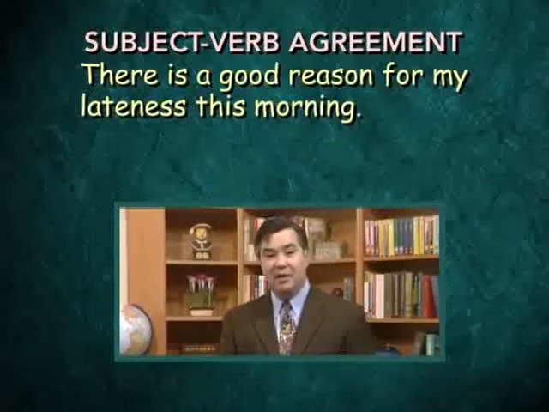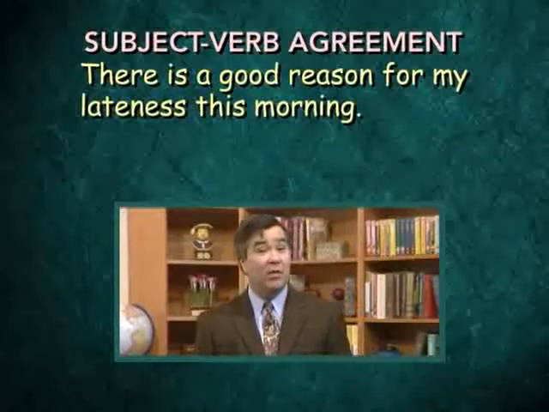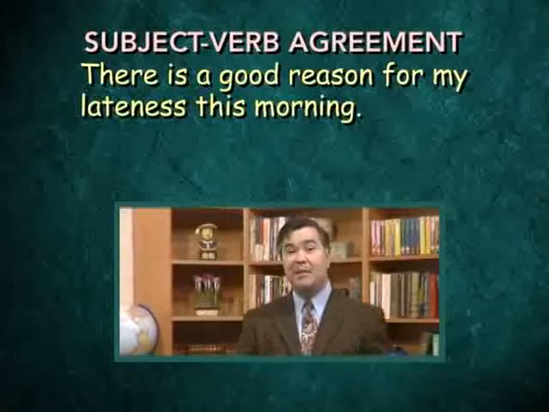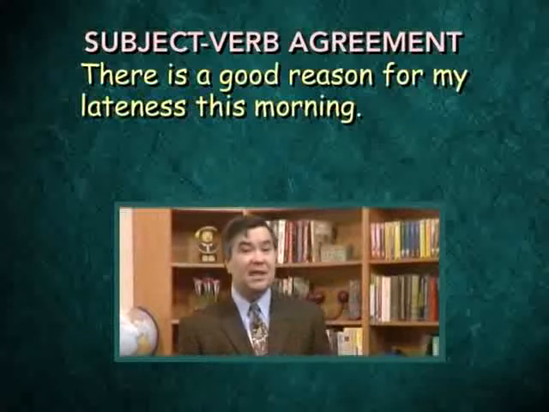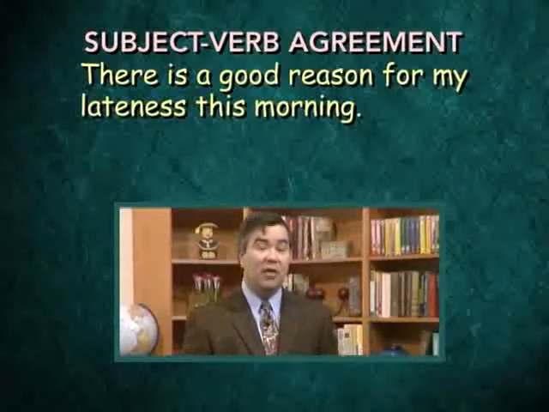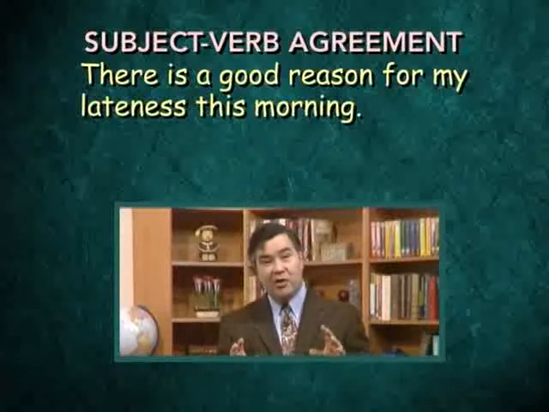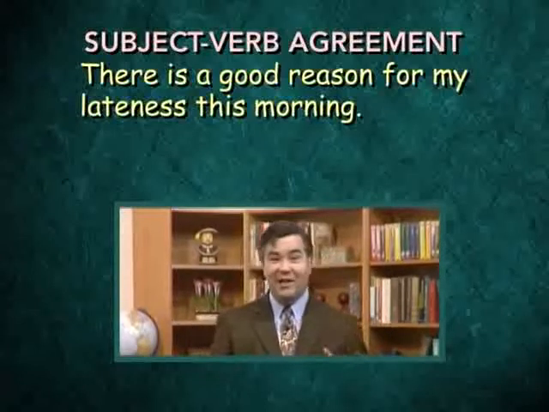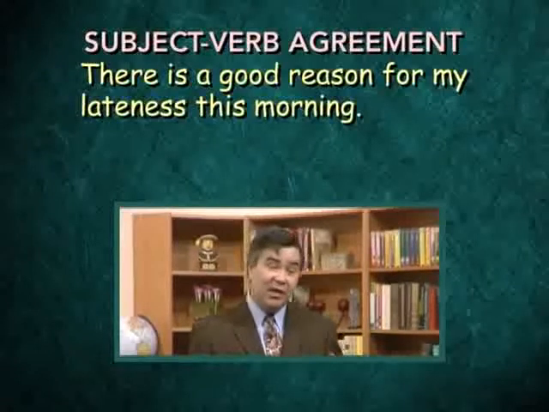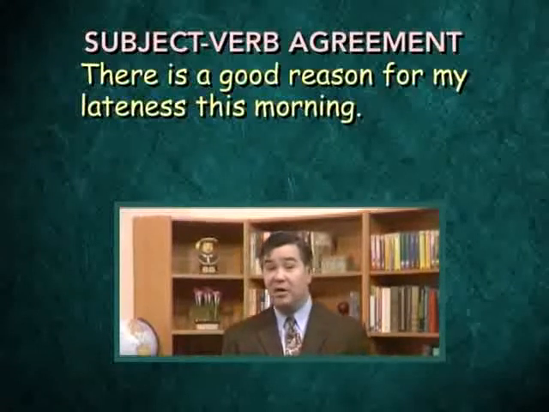One more example. There is a good reason for my lateness this morning. In English, many times we speak sentences or write sentences that begin with there is, there are, here is, here are. You might at first glance think that there or here is the subject, but neither of those is a noun, and so therefore they can't really be the subject of the verb.